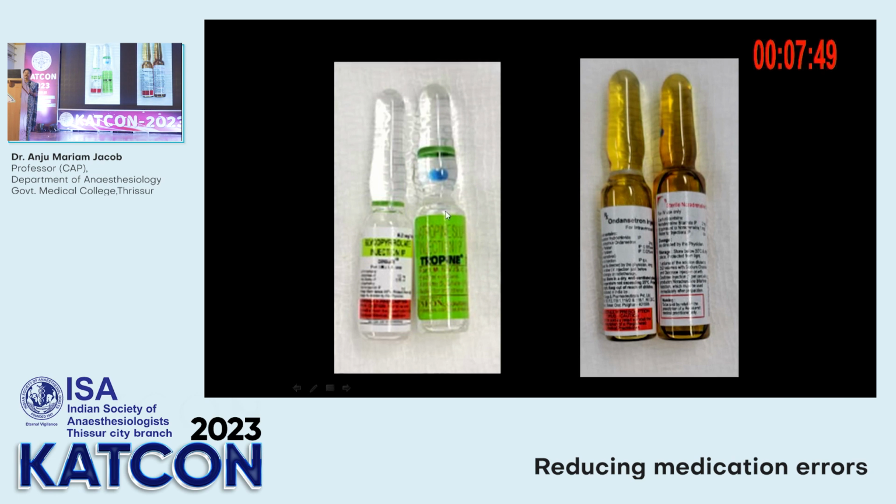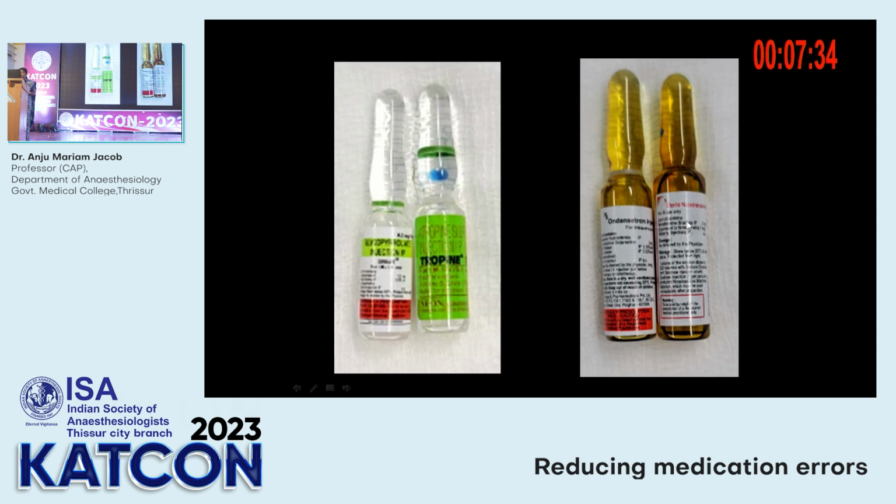Earlier on, we used to have glycopyrrolate in total green. Now we have atropine in total green. If we are used to taking a green ampule for atropine without reading the label, we'll end up in trouble. Can you see here?